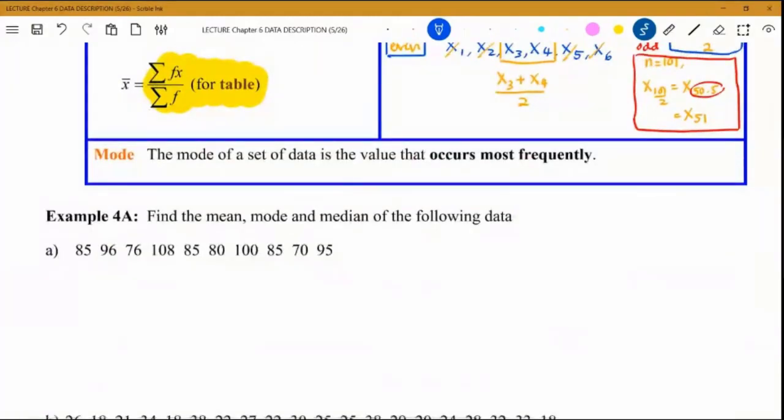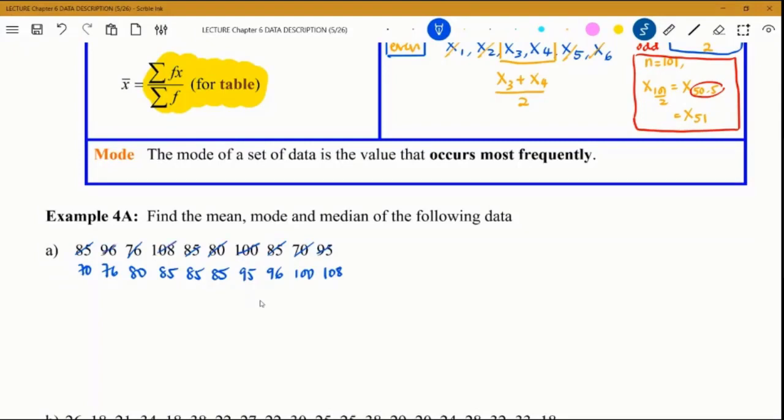Because we want to find the median, you must arrange your data first. So we rearrange your data first. Starting with the lowest value, which is 70. So 70, then we have 76. And then we have 80. We have 85 three times. And then we have 95, 96, 100 and 108.